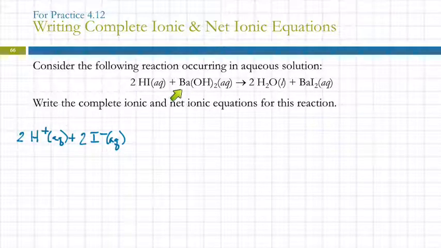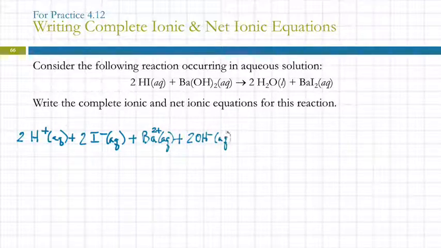The next one, barium hydroxide, aqueous. This is a metal, so this is an ionic compound. We're going to separate it into ions. So I need a barium ion. Got to put the charges on there. And how many hydroxide ions are there going to be? 2. So we've got 2 OH minus, and that's aqueous. There's my arrow.